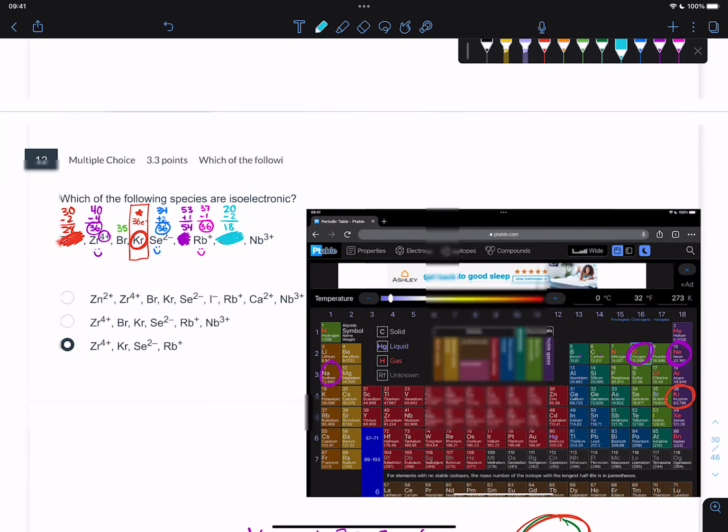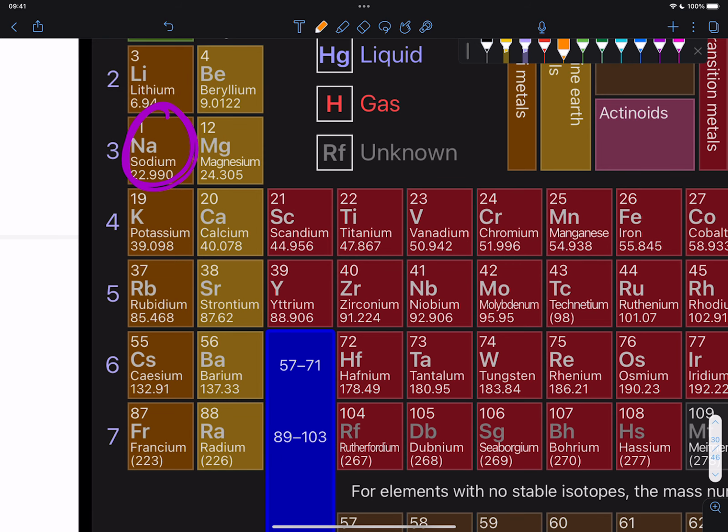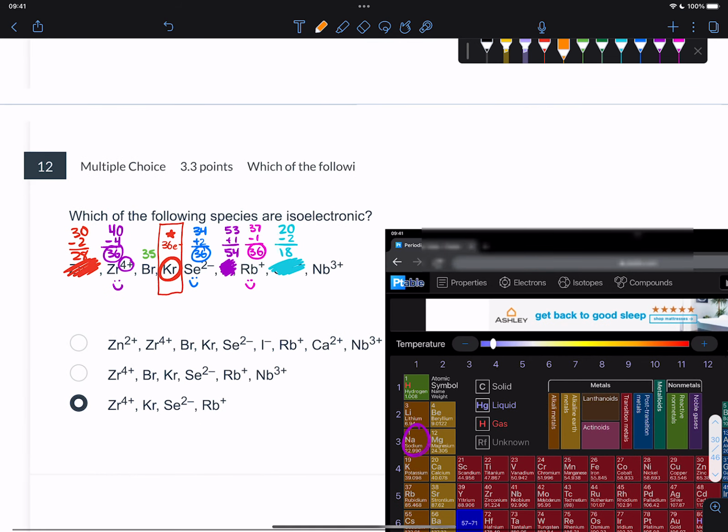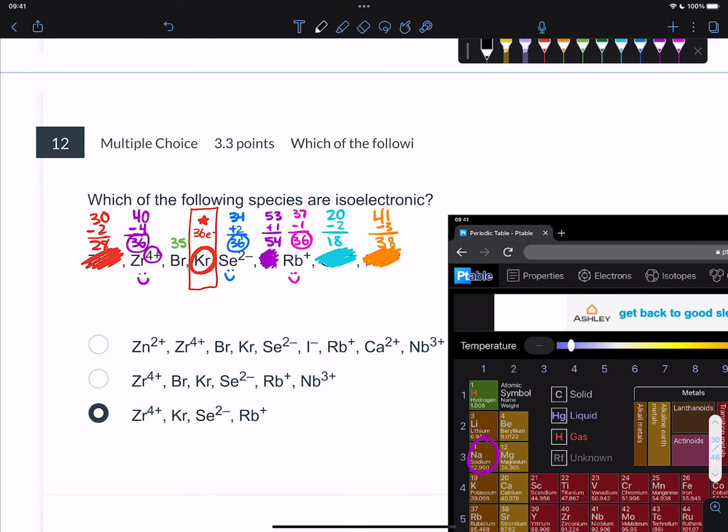And then we have niobium, I believe it is, Nb. Where is that? Nb is over here. It's 41. Now, 41 electrons, but then we're going to lose 3 of them. So minus 3, and we're going to get 38, which is not 36, so it's also not going to fit. So what actually survives? What's isoelectronic to krypton is going to be the zirconium 4+, the selenium 2-, the rubidium 1+, and of course the krypton itself, because all of them have 36.